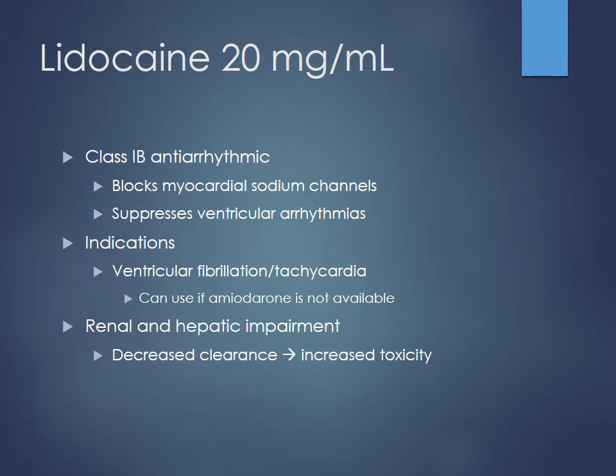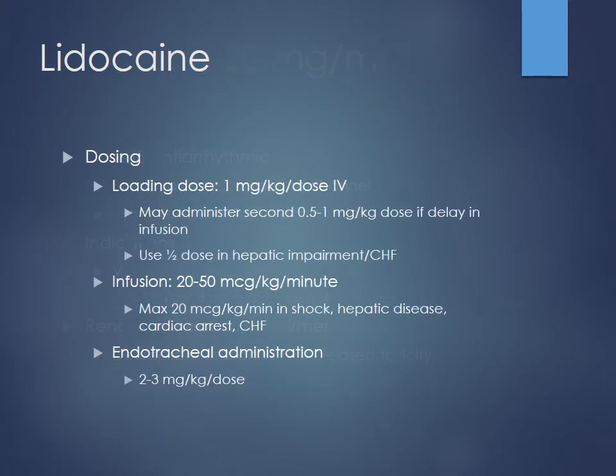This is another one where you give a bolus dose, and if it's responsive, you end up running a drip afterwards. This is another one you can give in the ET tube if necessary, but hopefully you're going to have IV access. And you'll see the infusion dose gets cut by half approximately for patients who have hepatic disease or CHF, things like that, because they're not going to be able to clear the drug as well. They're more likely to accumulate.